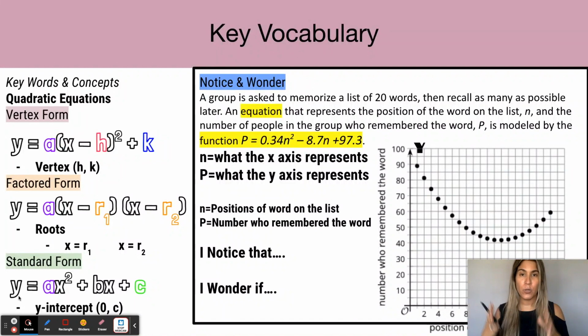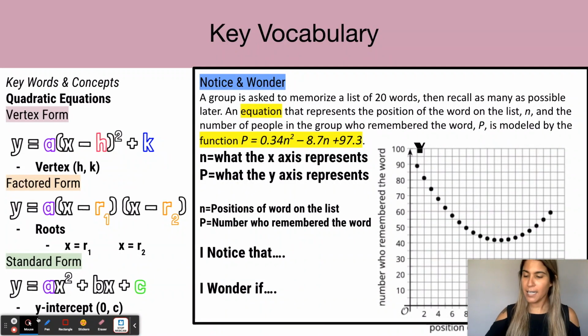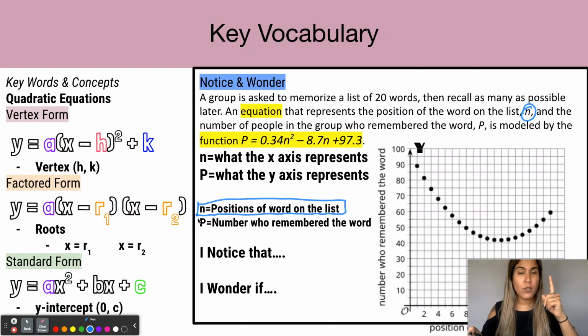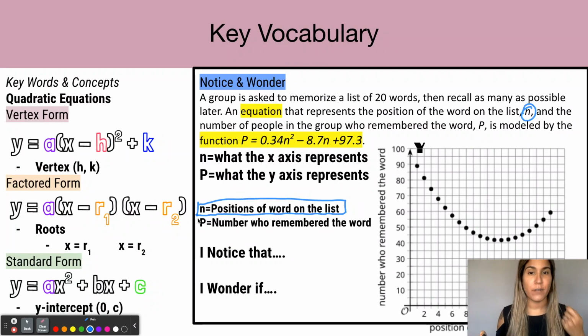So, looking at our key vocab and what we saw with our keywords, I can say that n is the number, the position of the word on the list. I wrote that down right here because this is something that I'm noticing. I'm making my notices first. N is the position of the word on that list.